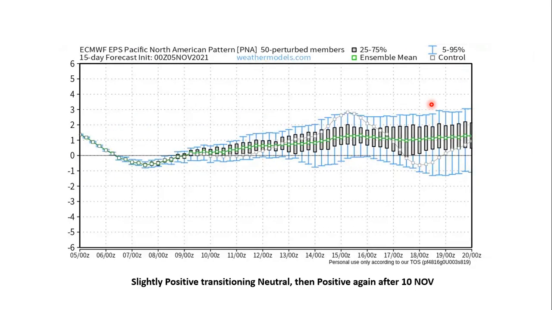European EPS, PNA, 50 perturbed member forecast out through the 20th of November, generally showing a slightly positive mode to the PNA pattern, transitioning slightly negative, then back positive again after the 10th of November, and remaining slightly positive right on through the 20th of November, according to this model.